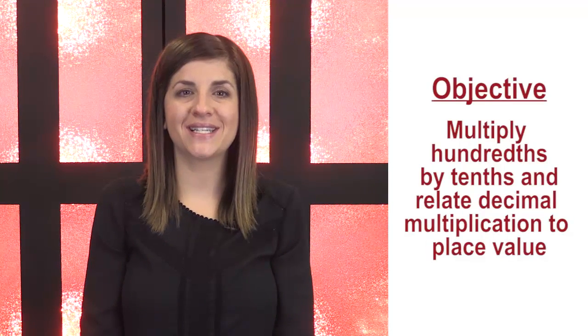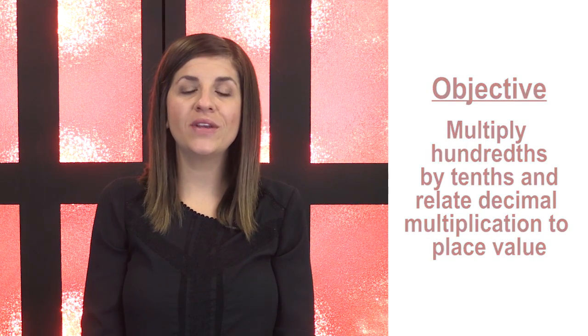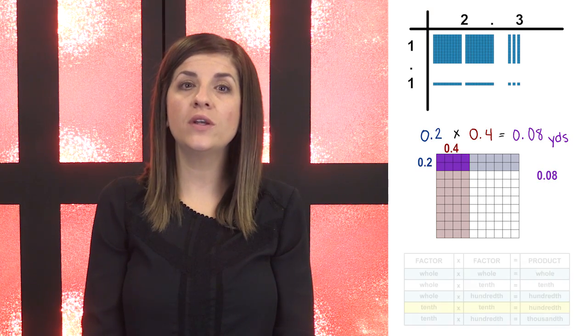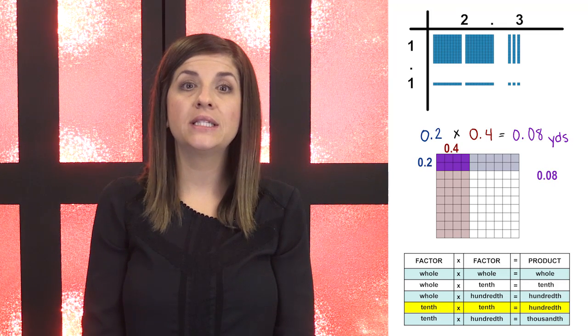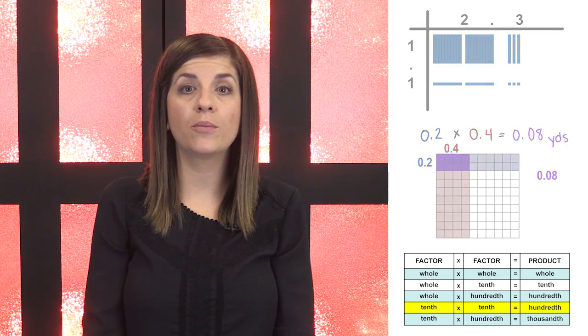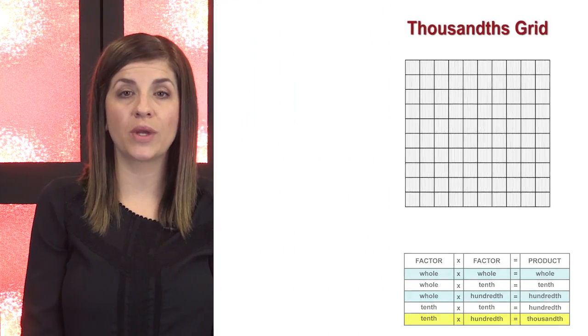The objective of this lesson is to multiply hundredths by tenths. Students will be able to relate decimal multiplication to place value. In previous lessons, students have used base 10 blocks as well as hundredths grids to multiply decimal numbers up to tenths by tenths. They have also completed a decimal product chart up to tenths by tenths. Today they will extend their knowledge by getting products in the thousandths and will be introduced to the thousandths grid.